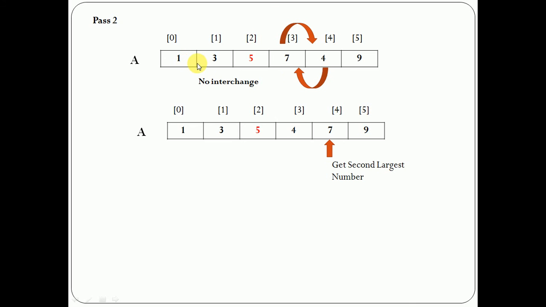Then pass second. Here we first compare A of 0 and A of 1. There is no interchange. Again A of 1 and A of 2. There is no interchange. Then A of 2 and A of 3. There is no interchange. And here we interchange the values of A3 and A4. So we get 1 3 5 4 7 9. That is, we get the second largest number after pass second. Here there are 4 comparisons.